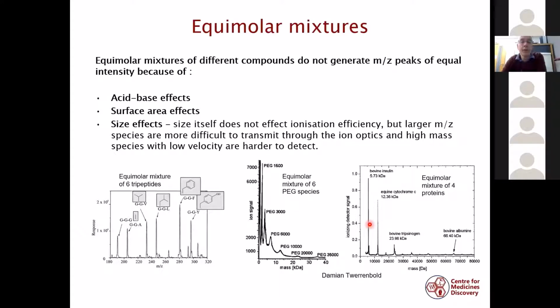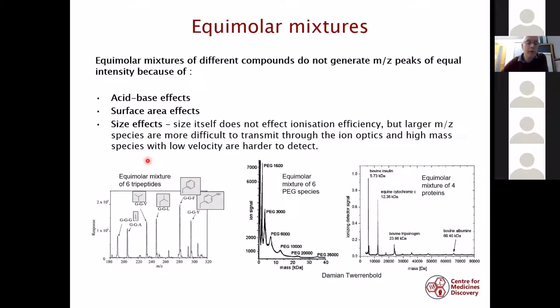So the size itself does not affect the ionization efficiency, but the larger your m/z species, so the more charge, the bigger it is, the more difficult it is to transmit it through the ion optics. So what that means is that high mass species will have a very low velocity and they are very difficult to detect. And I'm trying to illustrate this with three spectra here.